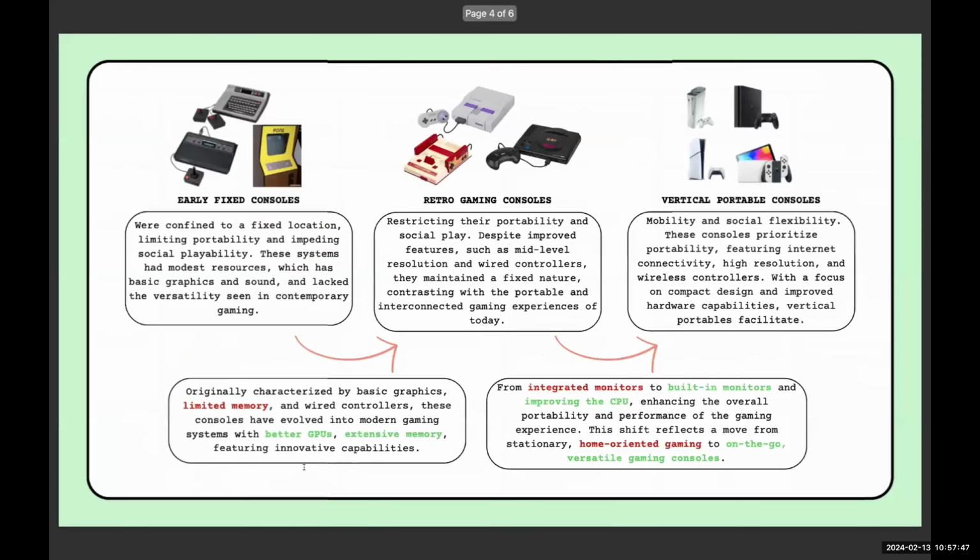versatile gaming console. The change from early fixed console to retro gaming, as I mentioned before, is that since every fixed console has really limited memory, they changed it to better GPU and extensive memory, so it became the retro gaming console. And from retro gaming console with integrated monitor to built-in monitor, it's a vertical portable console with better GPU. It's overall improving the gaming experience.